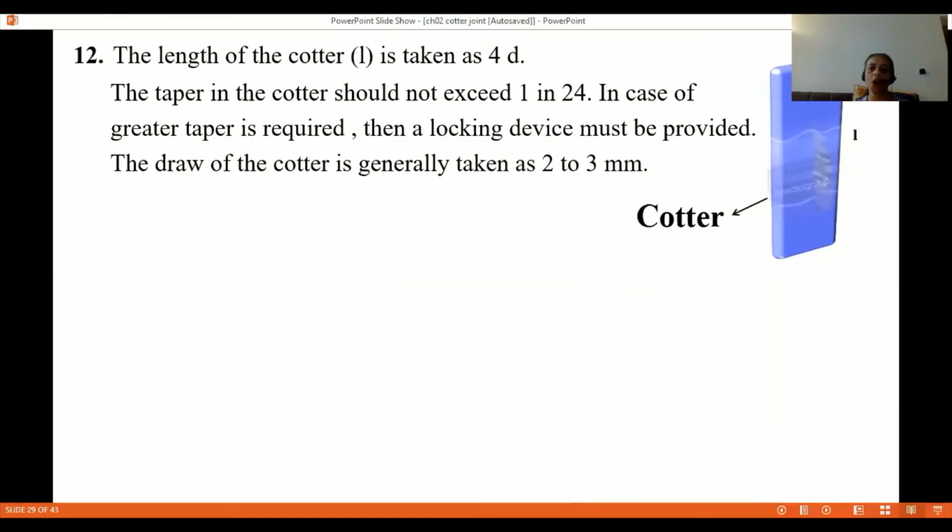This is the length of cotter. So we have an empirical relationship for a length of cotter, which is 4 times the diameter of rod. And friends, I told you before that taper in the cotter is ranging from 1 in 24 to 1 in 48. But its value should not exceed beyond 1 in 24. Otherwise, a locking device will also be needed. So this is all about the design procedure of cotter joint.